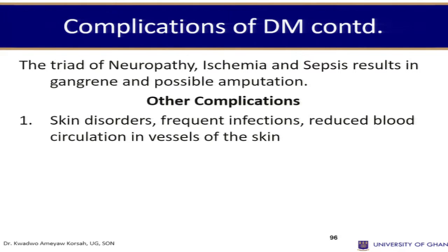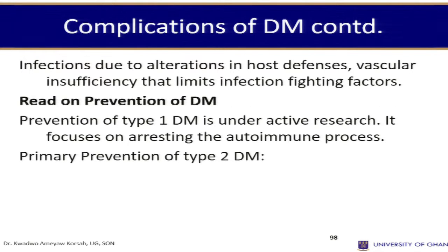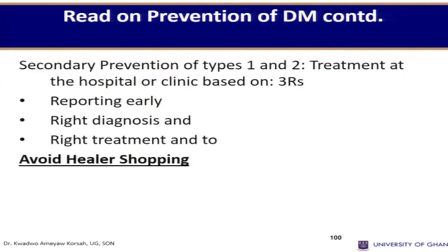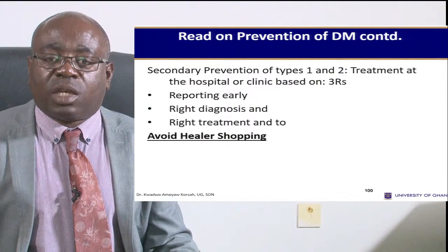Other complications, look at the skin disorders, frequent infections, reduced blood circulation in vessels of the skin. And then we also have oral complications. And then you have to read on prevention of the condition. And then exercises, weight control, which are very important. Knowledge of the risk factors, choice of diet, and the preparation are all very important. And then one most important is secondary prevention of type 1 and 2.